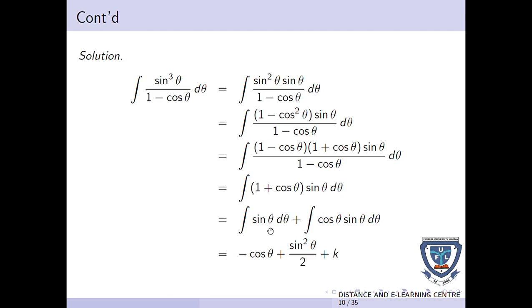Now, you open up again the bracket, you're going to have the integral of sine theta d theta plus the integral of cos theta sine theta d theta. So integrating component wise, the integral of sine theta is equal to minus cos theta, while the integral of cos theta sine theta with respect to theta is sine squared theta over 2 plus k.